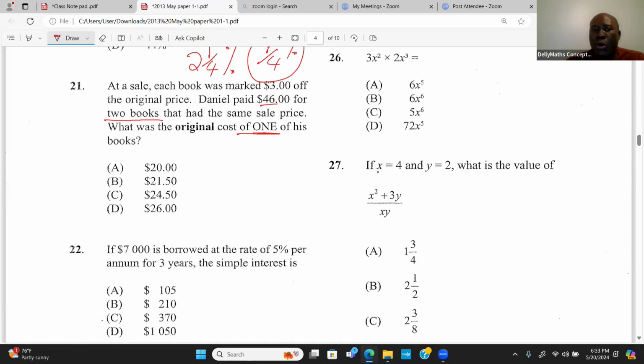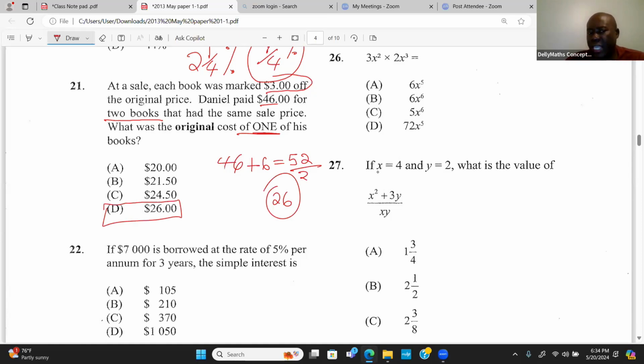You can do this a number of ways. Remember, the key here is that he actually got $3 off. So if he paid $46 and he got $3 off each, and it's 2 books, then you could add back the $6 because it was 2 books, and then you realize that the original price for 2 would have been 52, right? So if you divide this by 2, you're going to get $26 for 1. So that's one approach for that question.